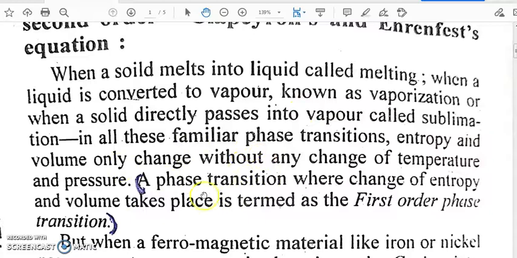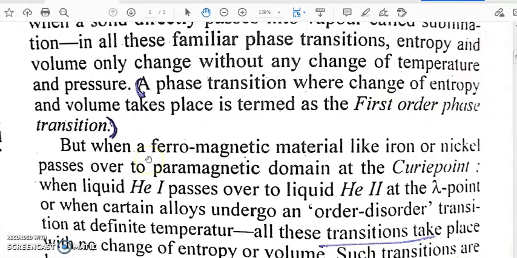And this kind of transitions are called first order transition. Okay, so these are the examples of first order phase transition. Jot tumar only temperature and pressure same thake, but only entropy and volume is going to be changed.